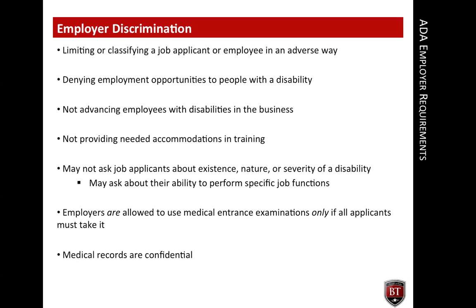As with any Title VII discrimination, employers must be careful not to discriminate against employees with disabilities. Some forms of discrimination against persons with a disability include limiting or classifying a job applicant or employee in an adverse way, denying employment opportunities to people who truly qualify with a disability, not advancing employees with disabilities in the business, and not providing needed accommodations and training.